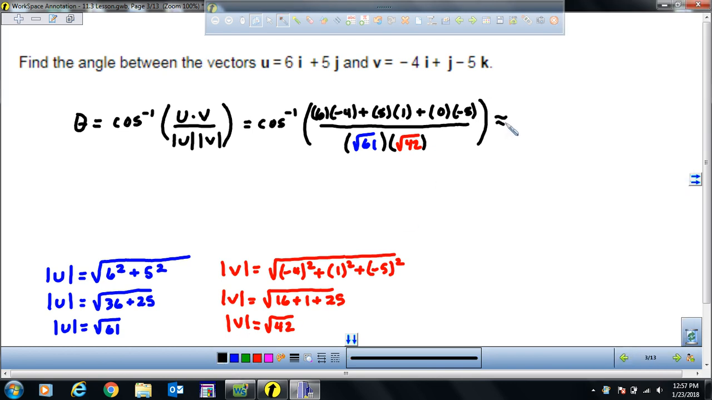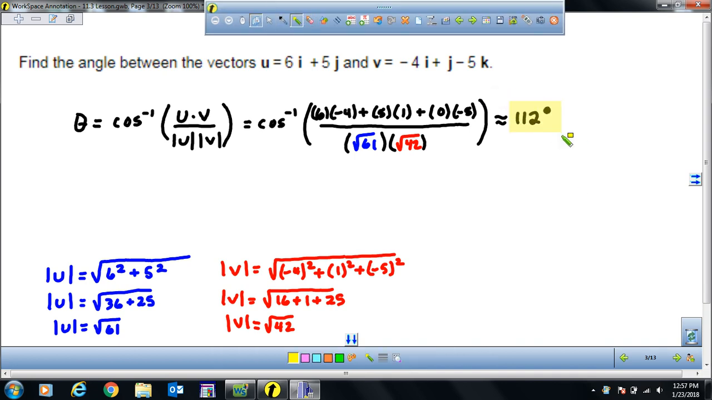So if I were to sketch them, you will find that the angle between those two vectors appears to be this angle right here, approximately 112.